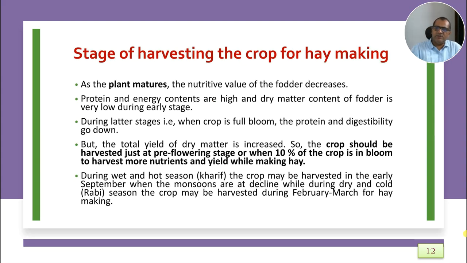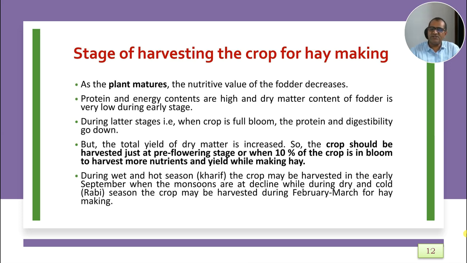So, what is the stage of harvesting the crop? At what time do we need to cut the crop and make the hay? As the plant matures, the nutritive value of the fodder gradually decreases. And apart from this, the protein and energy contents are very high, and the dry matter content of the fodder is very low during the early stage.